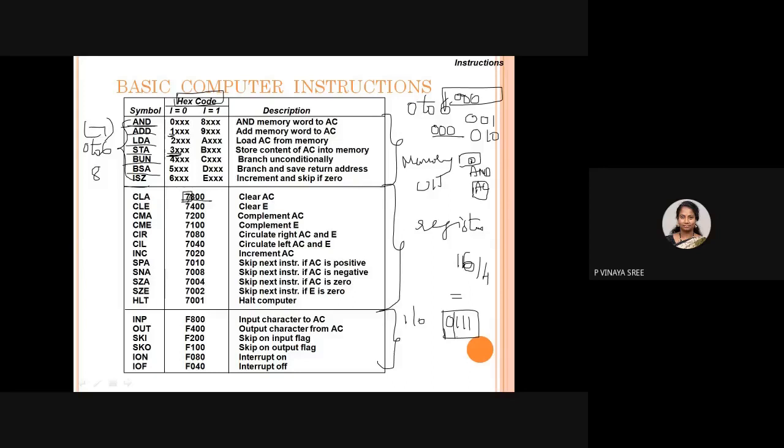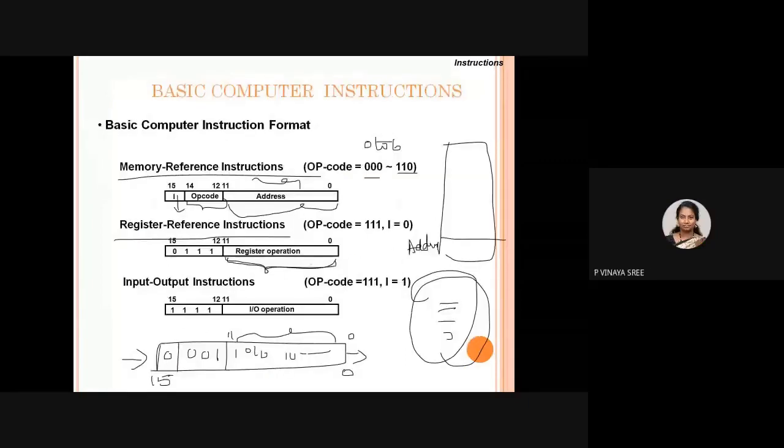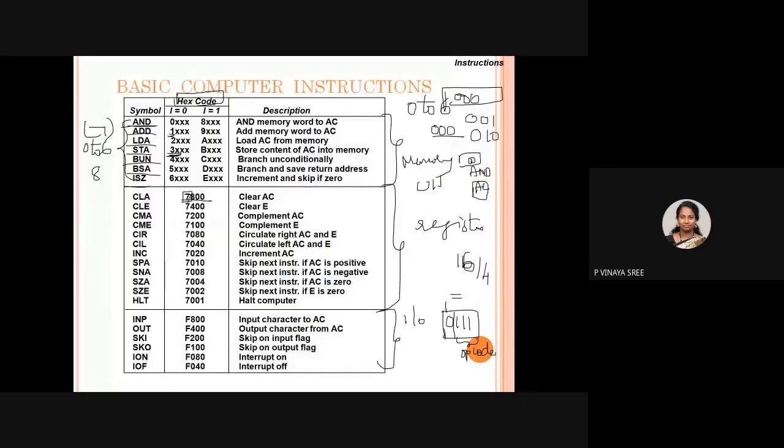Opcode. This 3 bits comes under an opcode. The first one comes under a mode, which we will consider as I. As this is a register reference instruction, we cannot call it a mode. Only for a memory reference instruction will we call the most significant bit a mode. Let me explain.